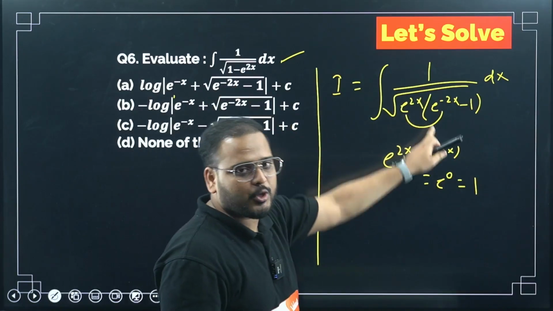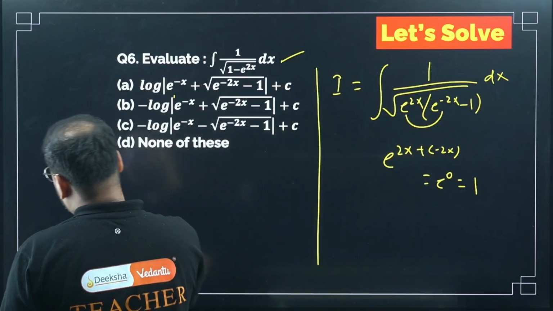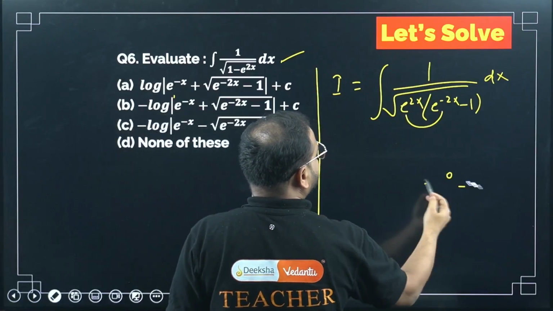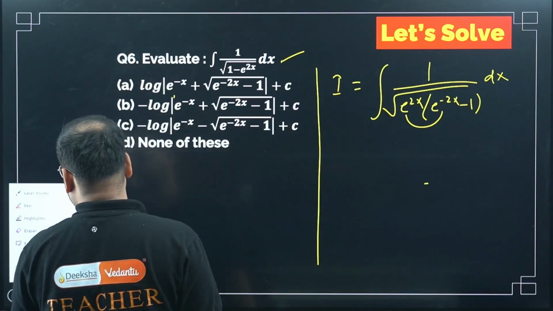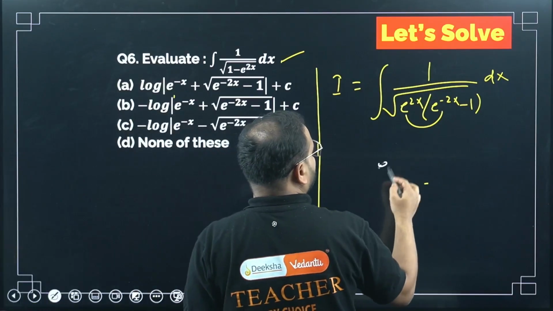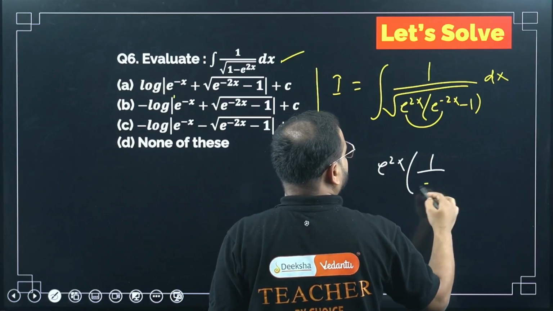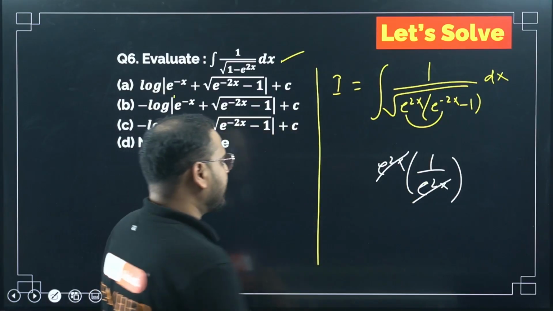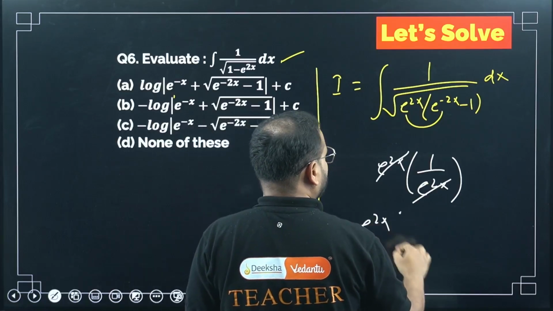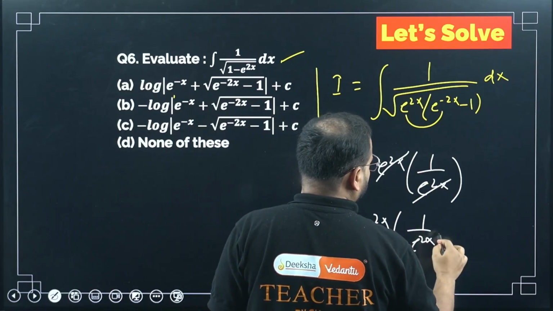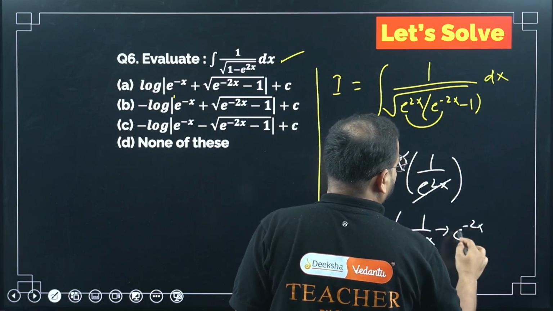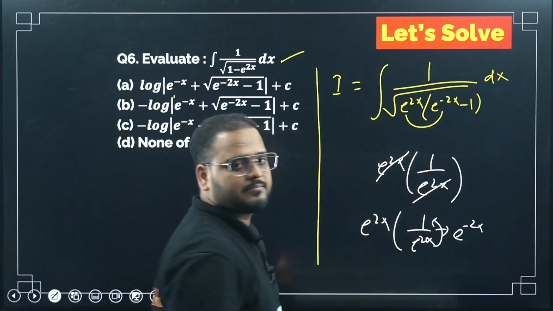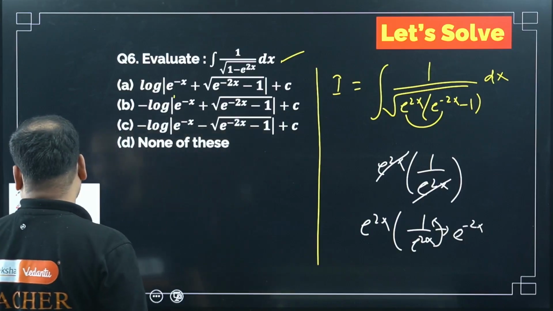So if you take e power 2x common from 1, you'll get it as e power minus 2x. If you are having difficulty there also, write like this. If you take e power 2x common, you'll get it as 1 upon e power 2x, so that both of them will cancel. So if you take it common, you'll get e power 2x. 1 upon e power 2x will become what? E power minus 2x only, no? If this goes up, it will become e power minus 2x. That's what I've written here.